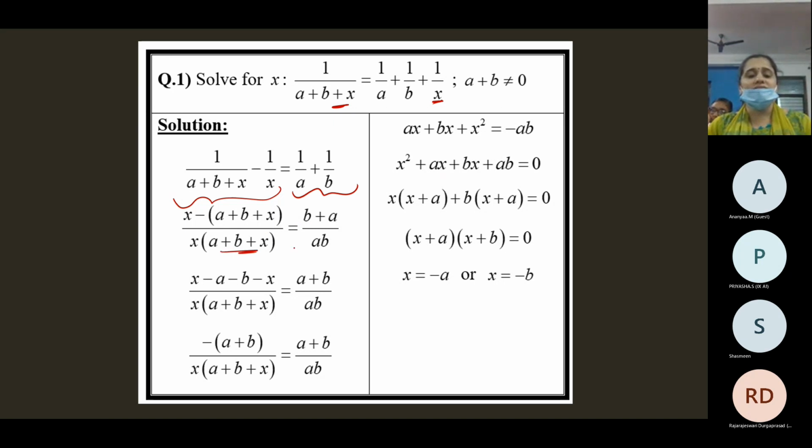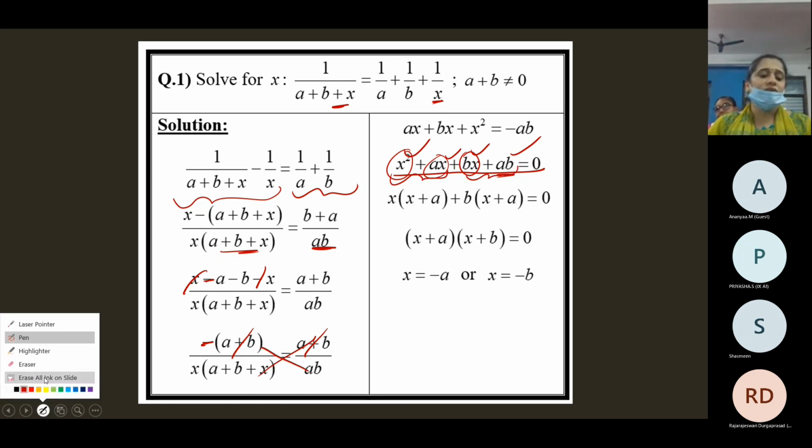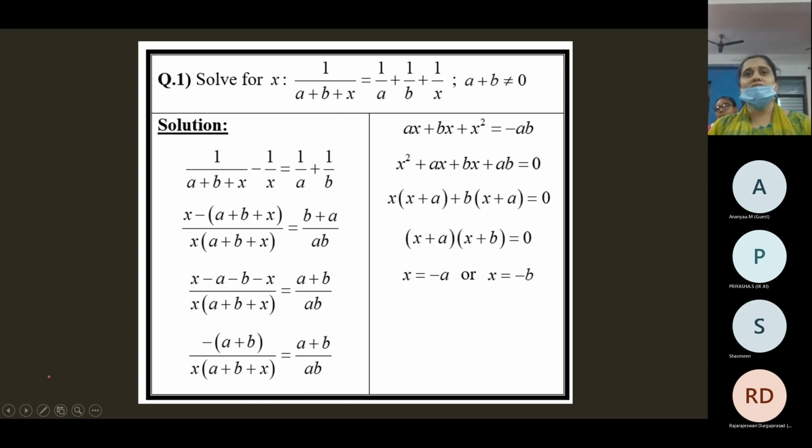We start by taking the LCM. Don't disturb the denominators on both the sides. Numerator, when you open the bracket, minus common a plus b gets cancelled on both the sides. Cross multiply, you get 4 terms. Arrange them in this order: x square, x terms, constant. 1 x square term, 2 x terms, and constant. So group the first 2 terms and the last 2 terms and solve to find the values of x. Minus a, minus b.